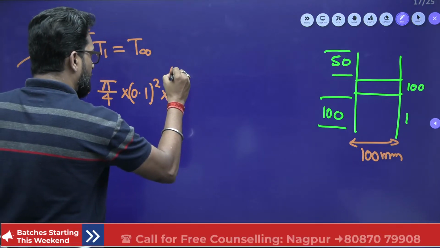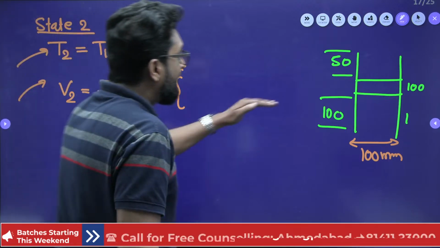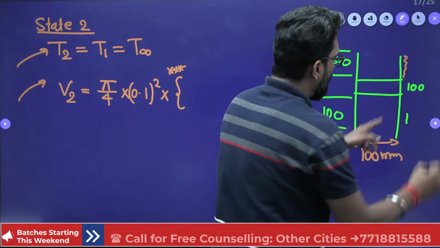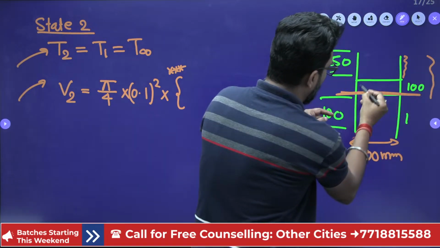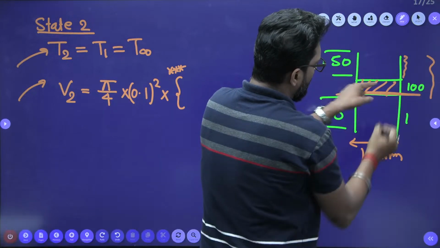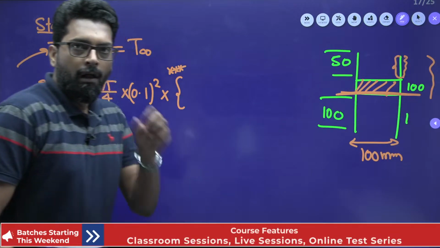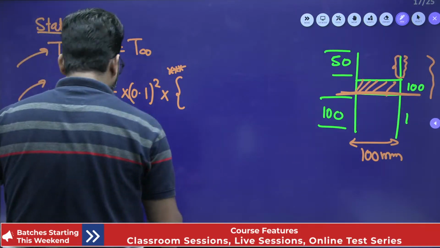This is where students make a mistake. What is the distance h? How much distance will it travel? Only this distance it will travel. You cannot include this 150. This distance you cannot travel, it is always there. So this distance is what it travels. So this is your 0.5.